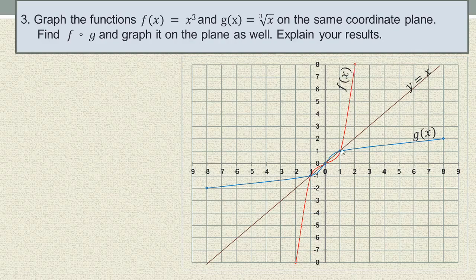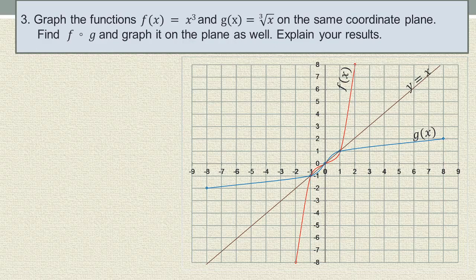This is for f of x, and you get the value of y, and you plot the points. And for g of x, I have taken the values of x as minus 8, minus 1, 0, 1 and 8. So in this way you take the values of x, you get the values of y, and you will get the figure like this.